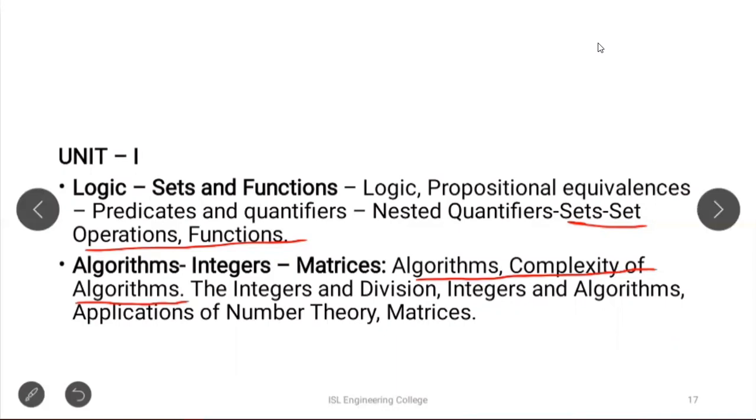Similarly, algorithms is another topic that you'll be studying in a different subject, which is data structures. So a few of the topics will merge in both the subjects. Next we have integers and division. You might think that this topic is being studied in 5th standard, but here we will learn how we do the division of binary numbers and what are the concepts that are required in computer sciences.